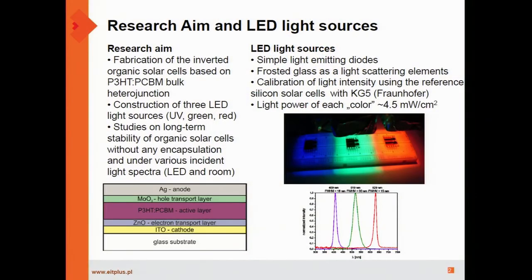What was the motivation for our research? We would like to investigate the influence of photon energy, and how the energy of each photon has an impact on the stability of solar cells. We fabricated an inverted structure of organic solar cells based on a P3HT and PCBM bulk heterojunction.